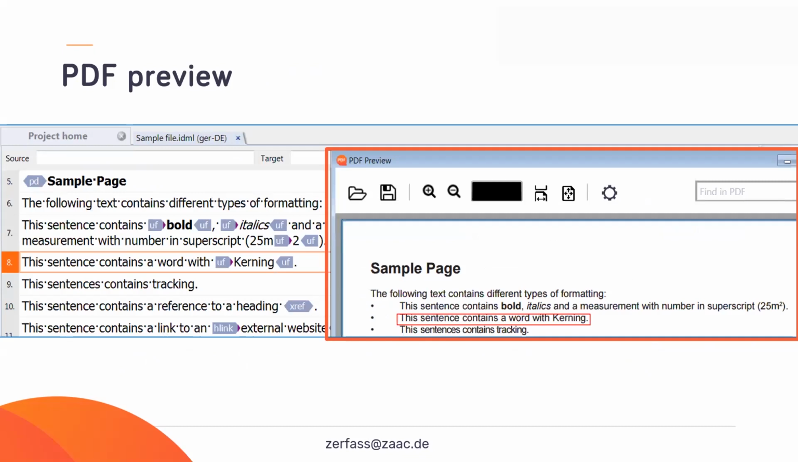Looks like this. In the background, we have the memoQ editor. I'm at segment number 8. When I click or when I open that file, that PDF window also appears, and the segment that I select is marked with that red outline, just as we know it from the regular preview window in memoQ.